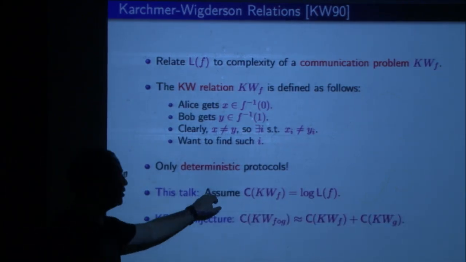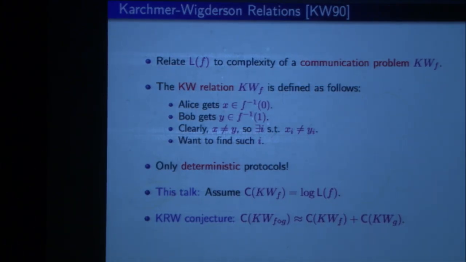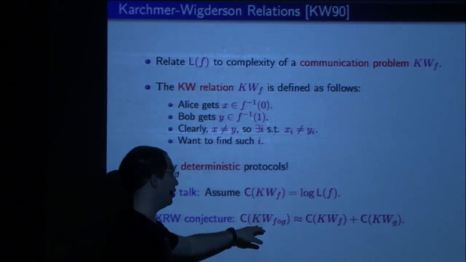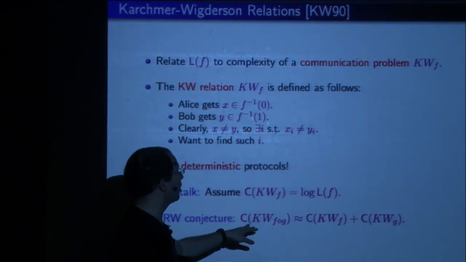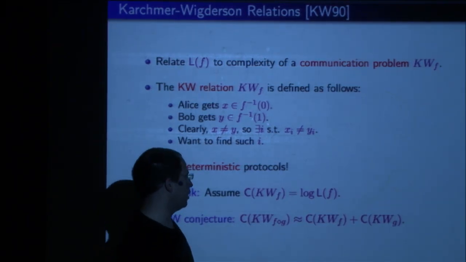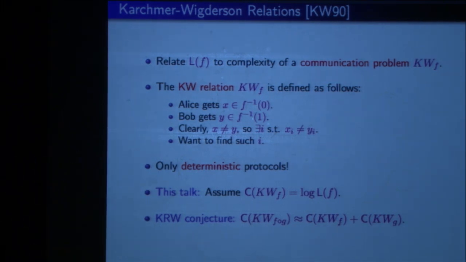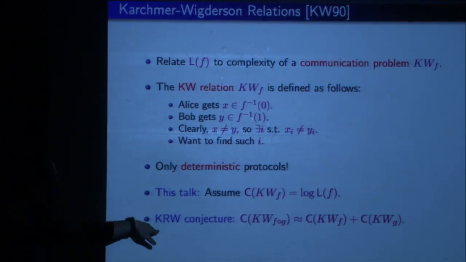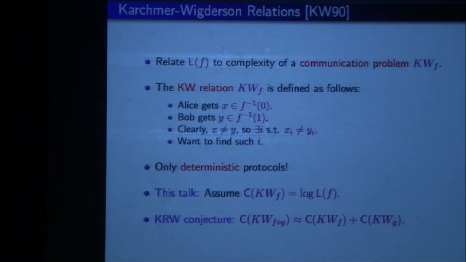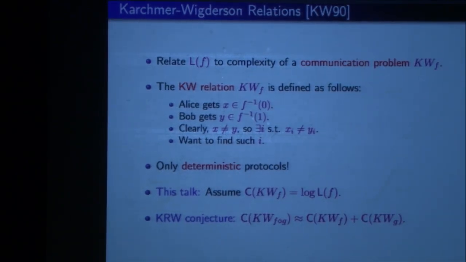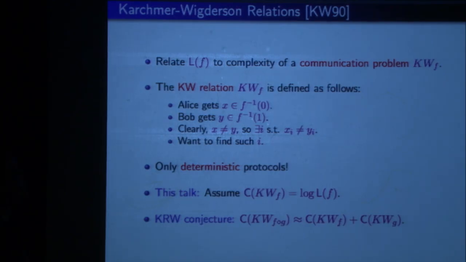So if we assume that, what we get is that the KRW conjecture can be stated as saying that the complexity of the KW relation of the composition is about the sum of the communication complexities of the KW relation of f and the KW relation of g. And actually this is the original KRW conjecture. Okay, so this is nice. This is just a different way to talk about the conjecture, but is it useful?